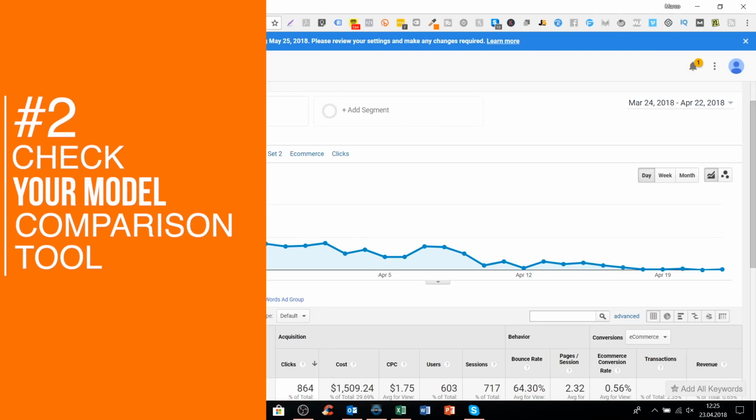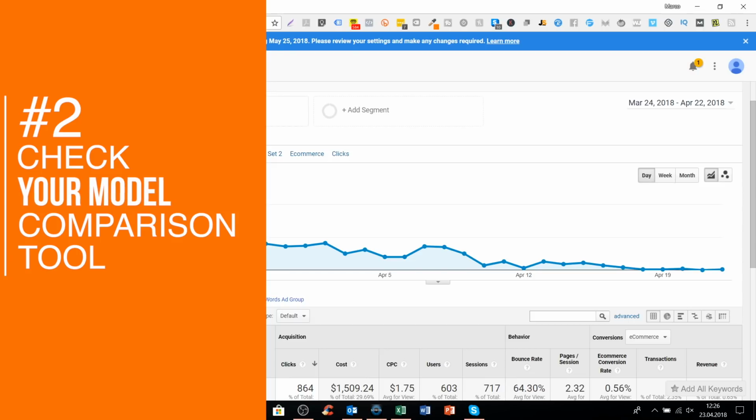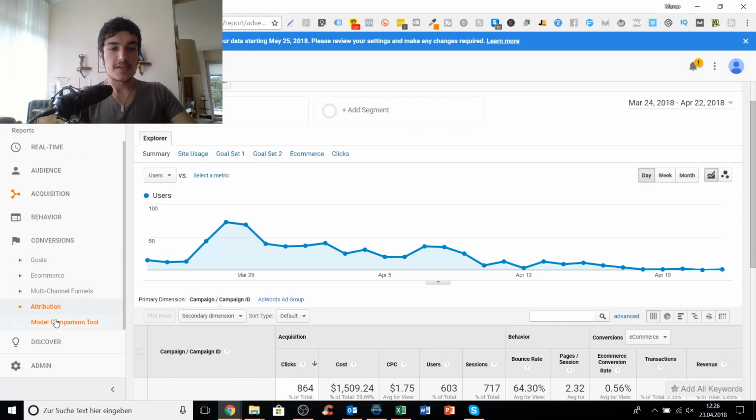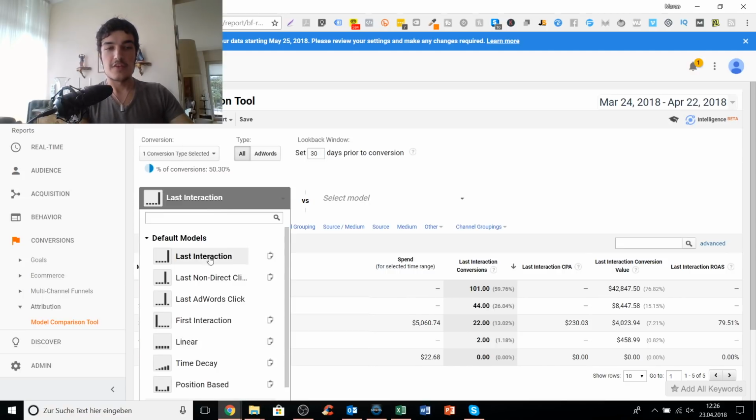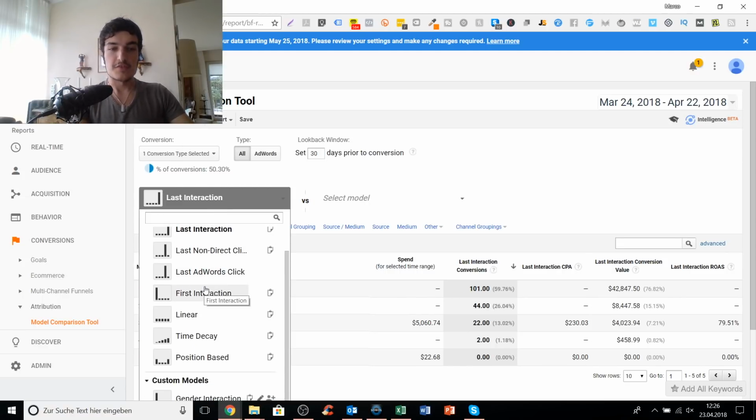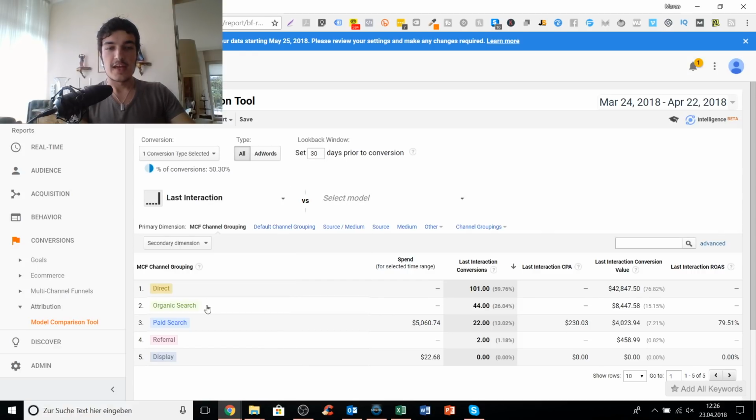The next step is that you actually have a look at the model comparison tool right here. The model comparison tool on Google Analytics is super interesting because it shows you how well the last interaction and first interaction traffic sources or other things performed. So if you look at the last interaction and you look at the different traffic sources, it basically shows you how effective was paid search as a last interaction conversion source.